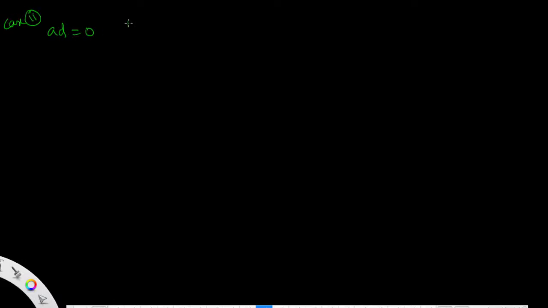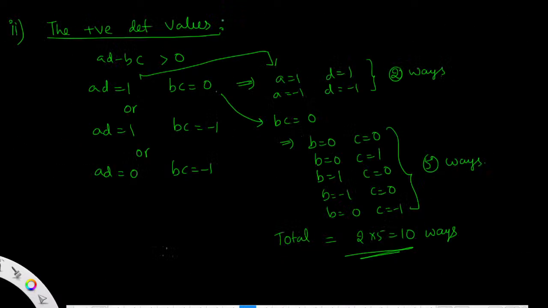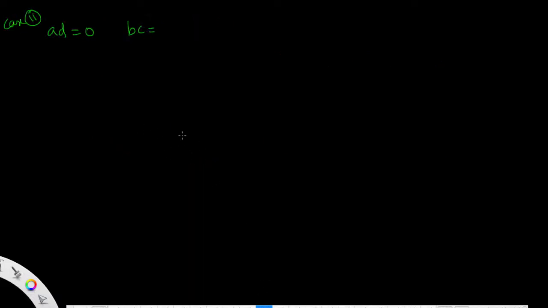AD equal to 0, BC equal to what? AD equal to 0, BC equal to minus 1. Or else AD equal to 1, BC equal to minus 1. Second case, AD equal to 1 and BC equal to minus 1. AD equal to 1 means either A equal to 1 and D equal to 1, or else A equal to minus 1 and D equal to minus 1. So therefore how many cases? 2 ways we will get.